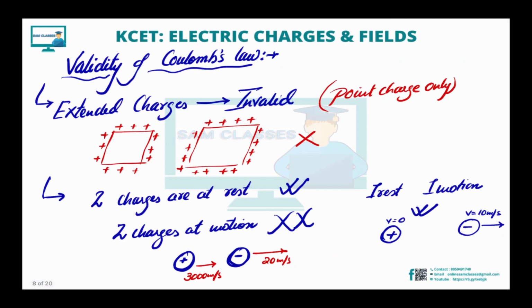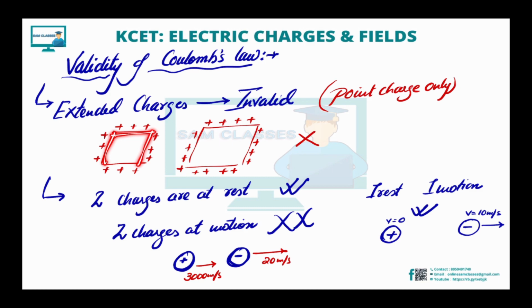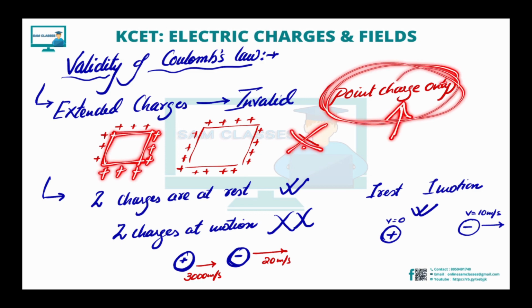Let's see the next part. Now, validity of Coulomb's law. Till where and how much is Coulomb's law valid? We need to understand where to apply Coulomb's law. We know Coulomb's law is there, but where can we apply it, and where can't we? Whenever we have an extended charge, meaning a very big charge, in that case we can't apply it, because Coulomb's law can be applied only for point charges.